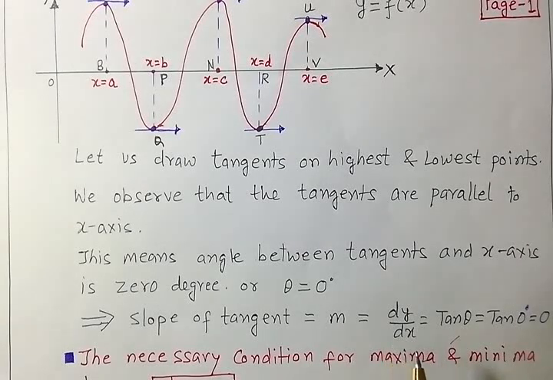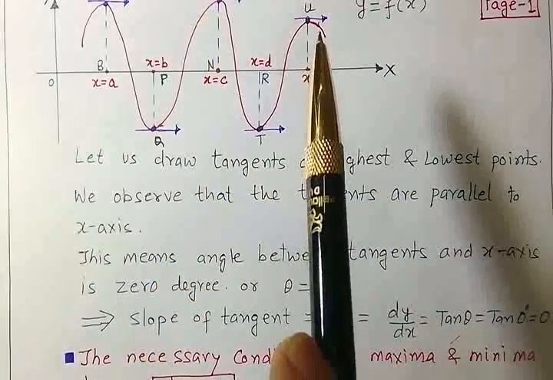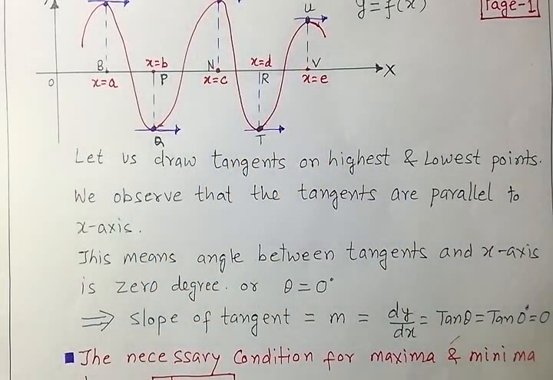m is equal to dy by dx, which is equal to tan theta. Now put theta is equal to 0 degree. So tan 0 is equal to 0. So the important condition which has come out from this statement is dy by dx is equal to 0. Where is dy by dx equal to 0? At the highest and lowest points. And this has become the necessary condition of maxima and minima.